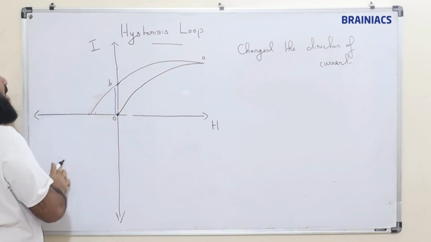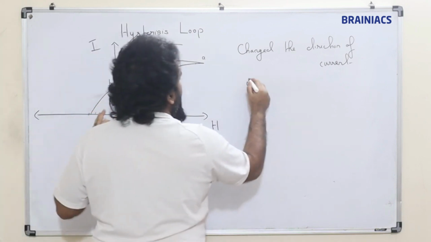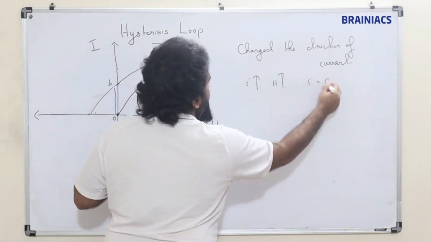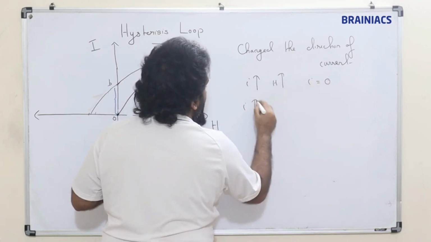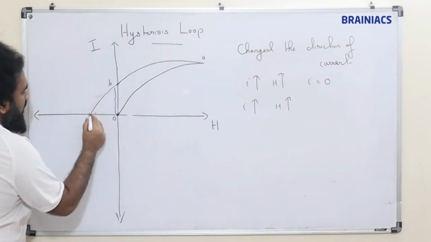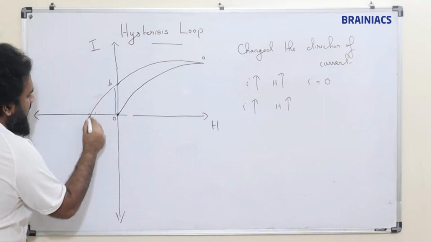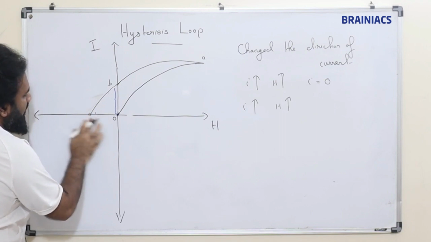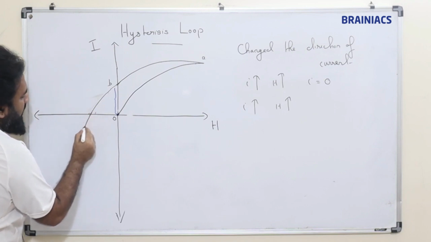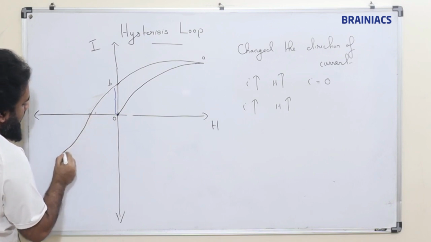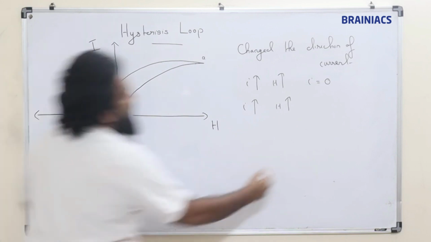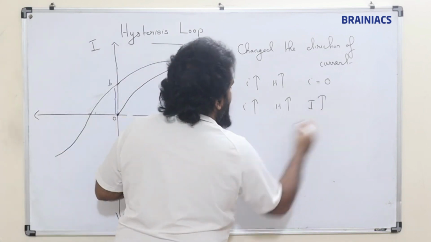Okay. Now again, same way, I increased, H increased, I became 0. Now if we keep on increasing I and H, what will happen? H is increasing in the reverse direction. So what will happen? This I will start increasing. So I also will increase.